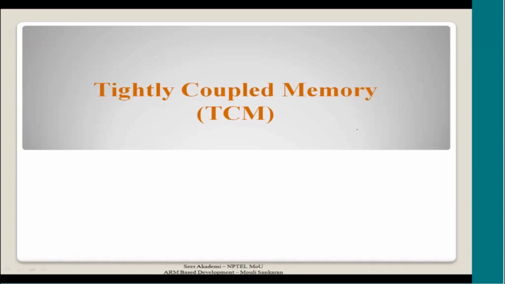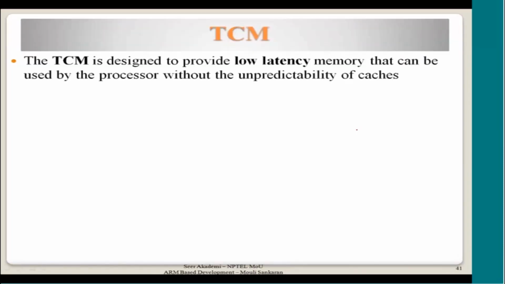Let us go now. This is only one slide to tell you what is tightly coupled memory. The system is designed to provide a low latency memory that can be used by the processor without the unpredictability of cache. Why do I say that cache will bring unpredictability? Because of the kind of control flow, whether a particular entry is there in the cache or not is not completely in our control. It depends on the flow of the program.